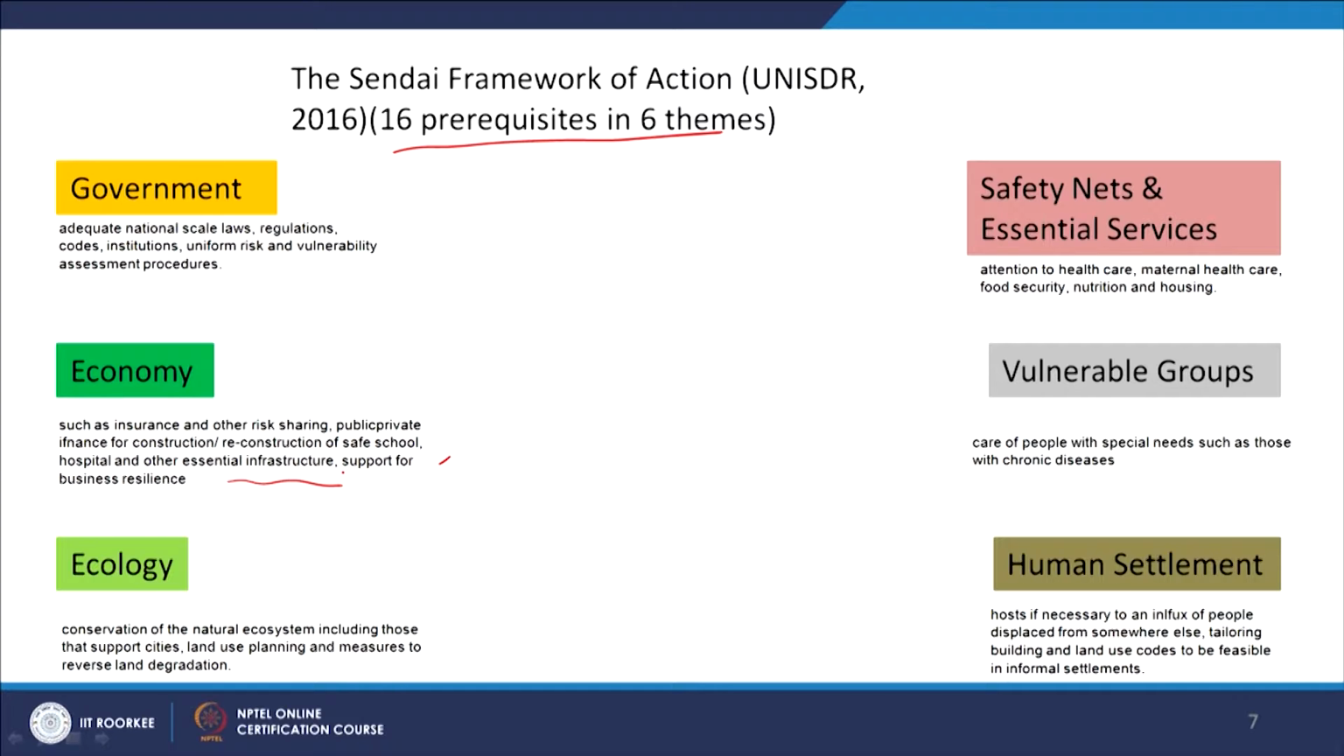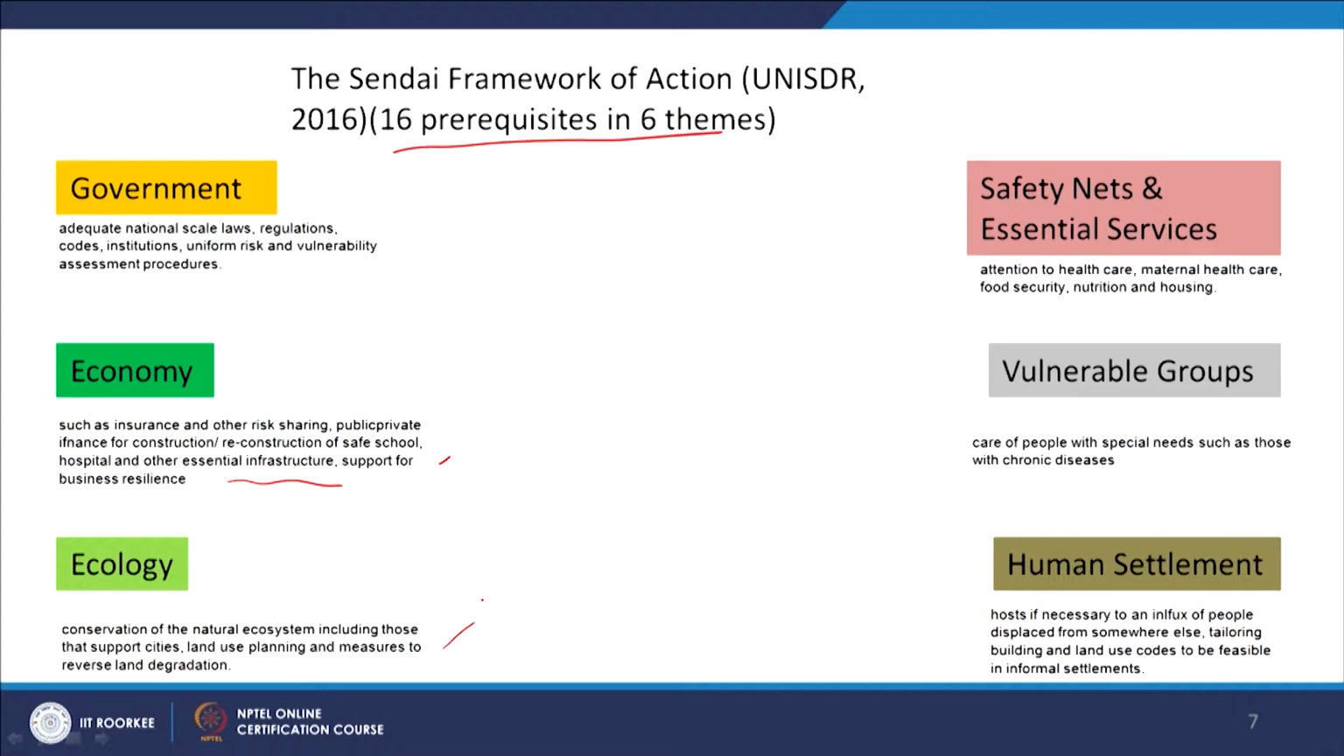Then the third aspect is the ecology, and this is where the conservation of the natural ecosystem, how important it is in order to protect the habitats from the disasters. So this is where the land use planning and measures to reverse the land degradation, how we can reverse the impacts and how we can bring back the nature. So these are all part of the concerns of this Sendai framework.